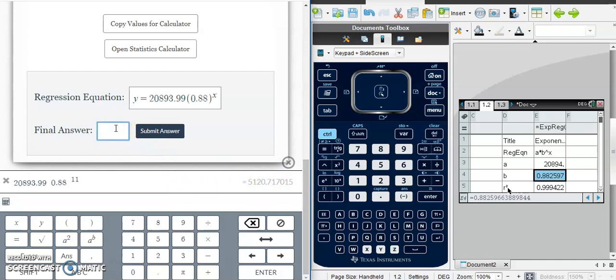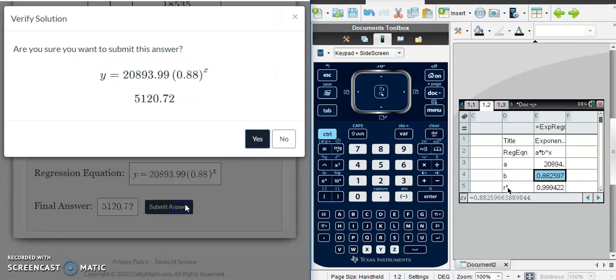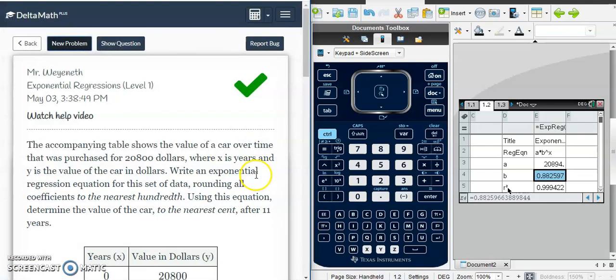So let's just see how I did here. $5,120, and it looks like 72 cents. And close that calculator out. We'll submit that. We'll see how we did. Did a nice job with that. All right, so that's an example of an exponential.